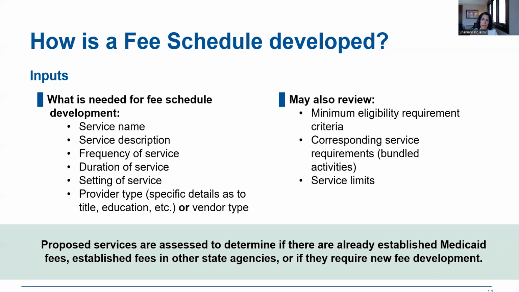Bundled activities is really pricing 2 or more activities or services in one price because the services are always provided together. An example of this may be combining rent and utilities into one price. Service limits, this is the cap on how many services can be provided, maybe another input. An example of this you'll see today is that some members may only be allowed to receive 6 months of rent. So the service limit is that 6 months of rent. Once this information is received and understood, we will then determine if there are already established Medicaid fees, established fees in other state agencies, or if the service requires new fee development. We'll go to the next slide.